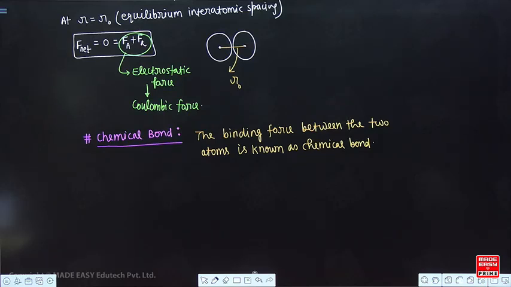Just now it has begun, Arun Vashishth, this is the first page. The net force between the two atoms is just the sum of both attractive and repulsive forces. Full stop.